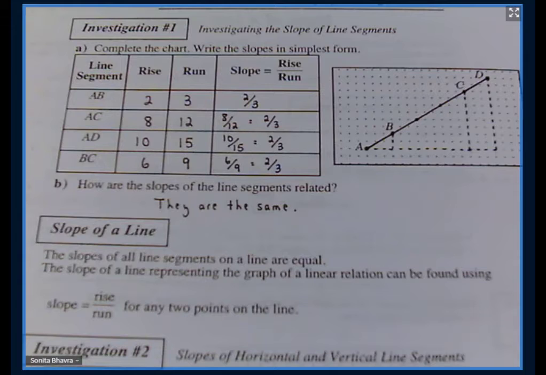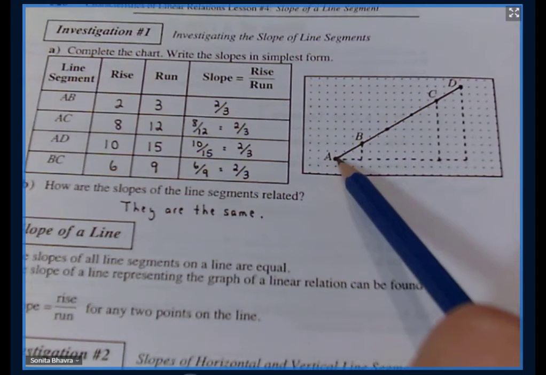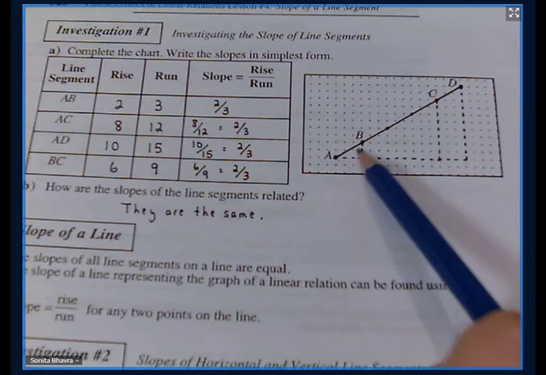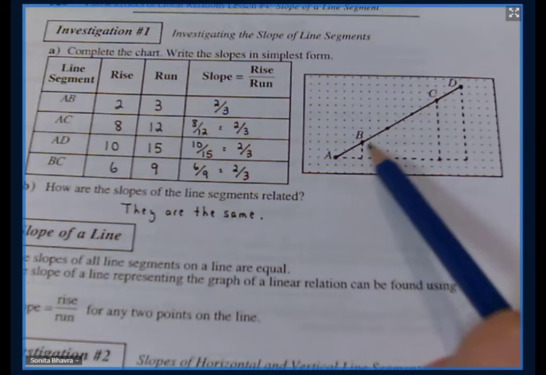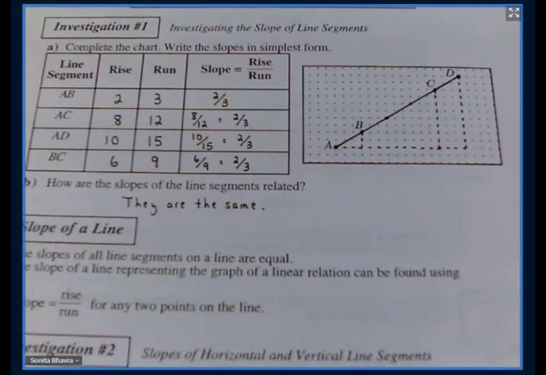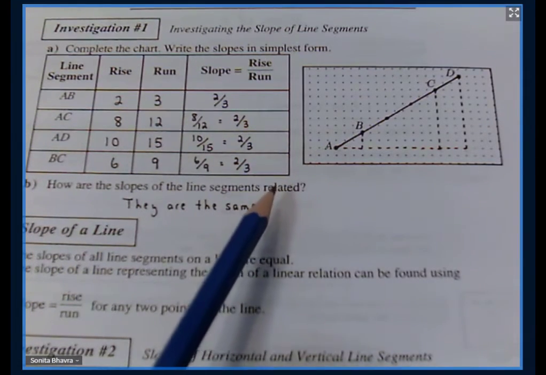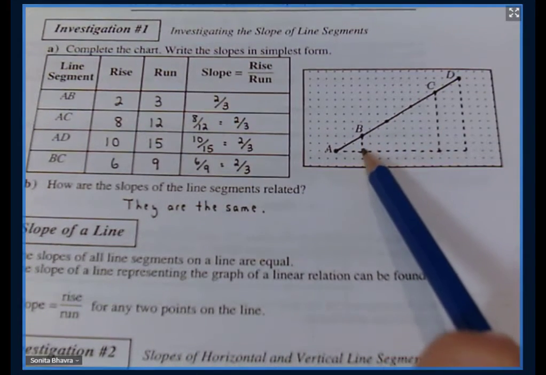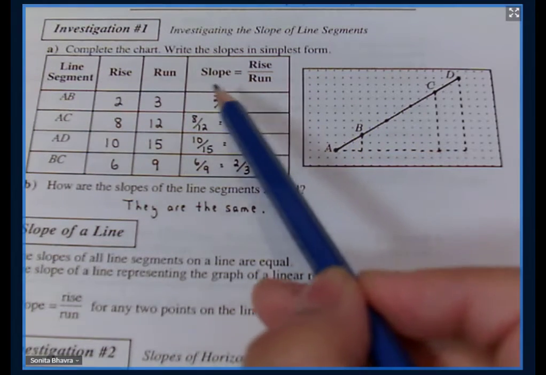Okay, let's take a look at this next investigation. We have a line and we have points on the line. It's one line, but we have a point A, a point B, a point C, and a point D, all on the same line. If we calculate our slope for each of these points, we're going to notice the slope is the same. Any 2 points on a line, you will get the same slope. From A to B, our rise is 2 and our run is 3. 1, 2, 3. So our slope is 2 over 3.